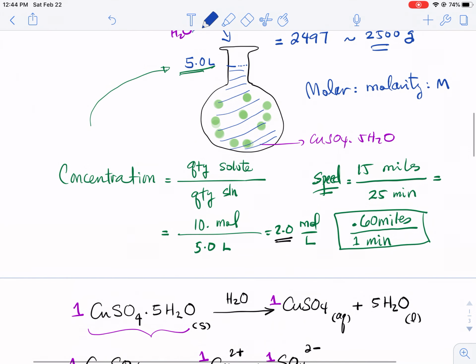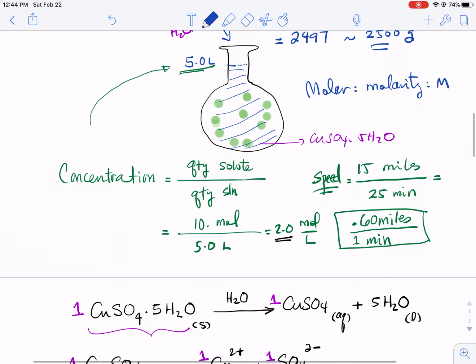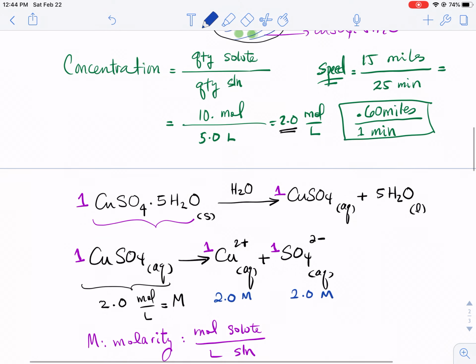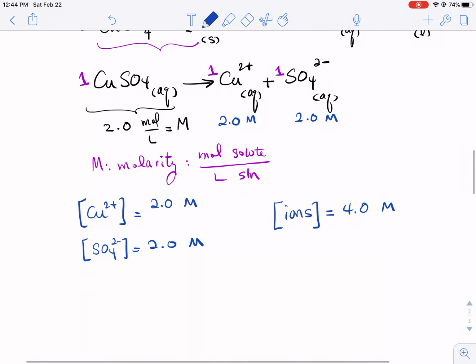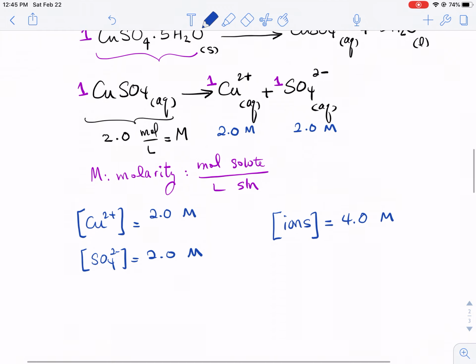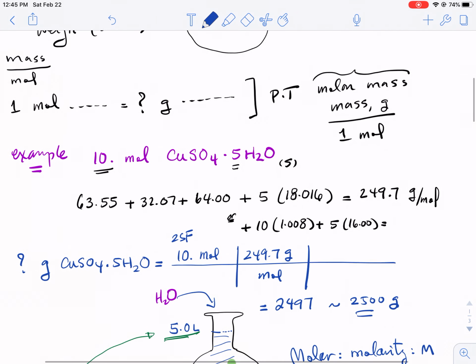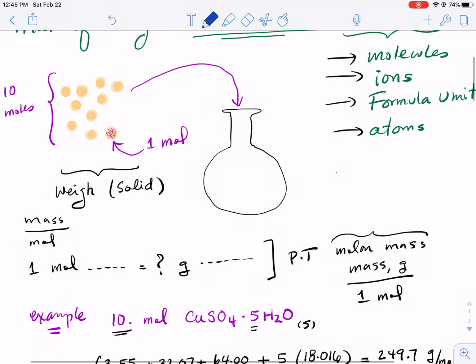We added it to our flask. We added enough water to fill it up to 5 liters. And of course, I'm not showing you the entire process. We have to cover the flask and mix the contents and make sure that all the copper sulfate dissolves. And once you have a homogeneous solution, you have a 2 molar copper sulfate solution. So this is basically teaching you how to deal with the compound, the mole concept, and solution preparation.